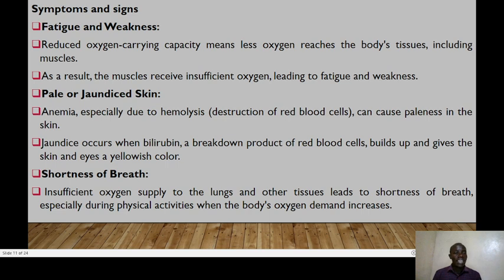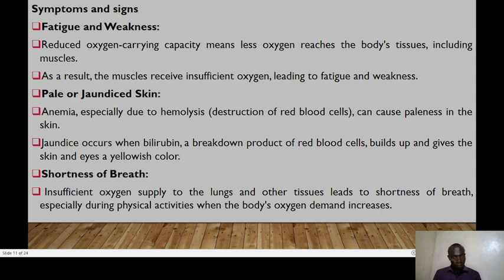Also on pale and jaundiced skin, anemia, especially due to hemolysis, that is the destruction of red blood cells, can cause paleness in the skin. So jaundice occurs when the bilirubin, that's a breakdown product of RBCs, builds up and gives the skin and the skin on the eyes a yellowish color.